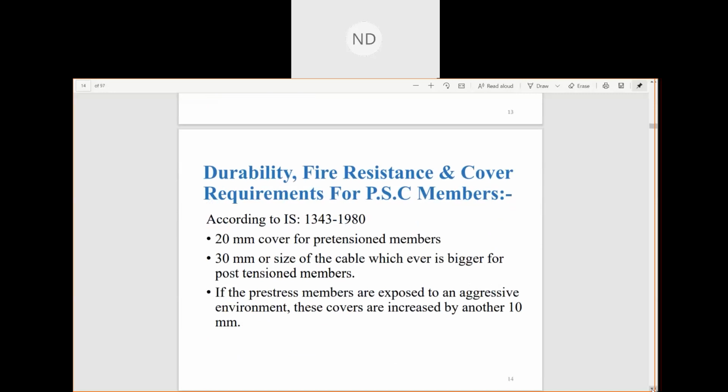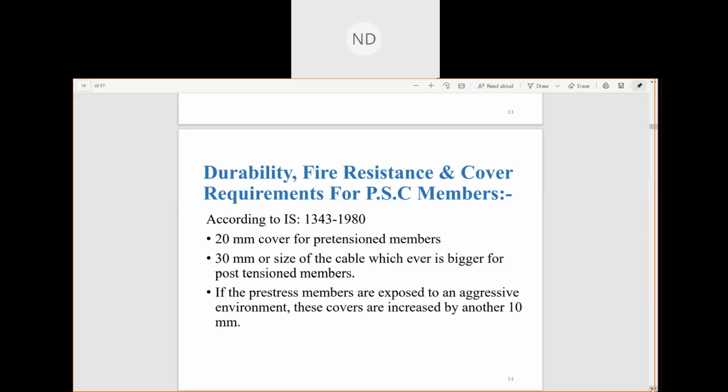Durability, fire resistance, and the cover requirements for PSC members. 20 mm cover for pre-tension members you should use, and for post-tension, 30 mm or the size of the cable, whichever is greater.